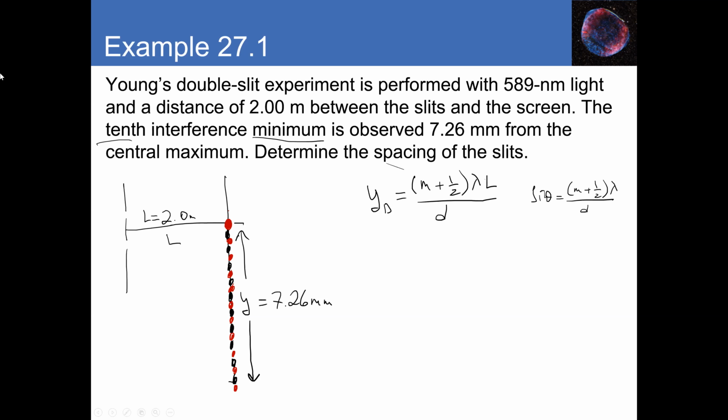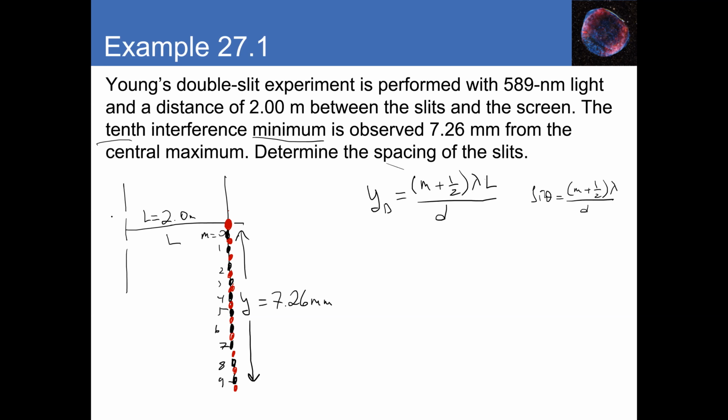Now the question here is this: which order m should we use for this 10th minimum? So, 10th dark fringe. Remember, what we do here is the first one starts with m equals 0. That means this is 1, 2, 3, 4, 5, 6, 7, 8, and 9. That means for us, this is in terms of 9th order.